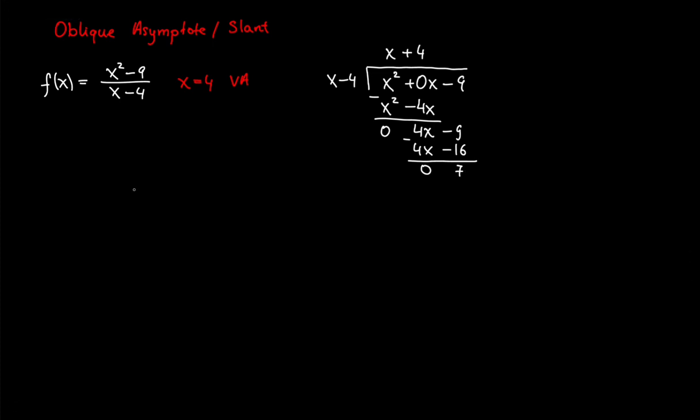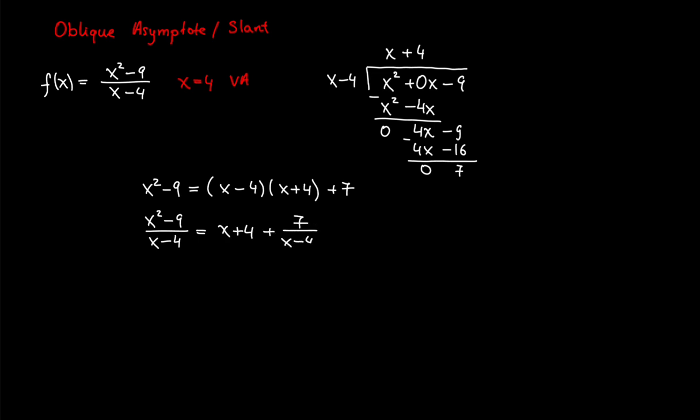What this tells us is basically that x squared minus 9 can be expressed as x minus 4 times x plus 4, and then in the end we have to add that remainder 7. Of course, we can divide both sides by x minus 4 in order to get our rational function. So we get x squared minus 9 divided by x minus 4, which is equal to x plus 4 and then plus 7 divided by x minus 4.